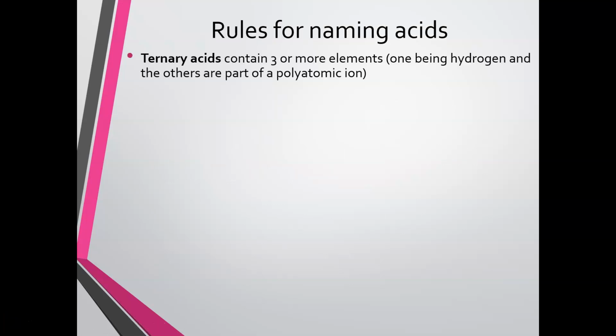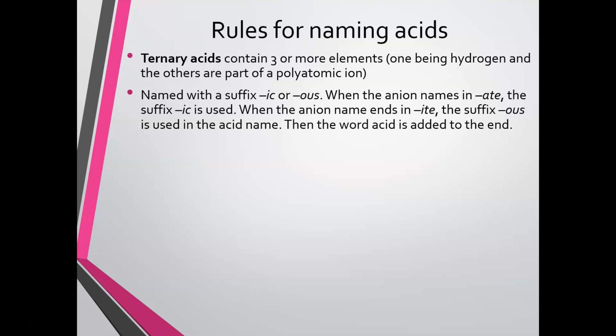Now, as far as our ternary acids, they contain three or more elements. One of them is still going to be hydrogen. The other part is going to be a polyatomic ion. Now, you know polyatomic ions contain at least two elements in them. So this is where things get a little tricky, just like they did in our ionic unit.